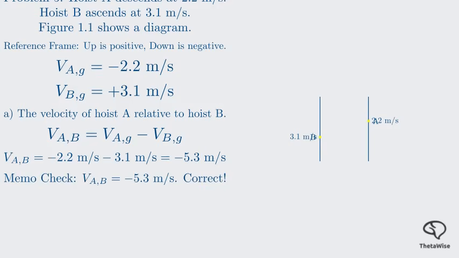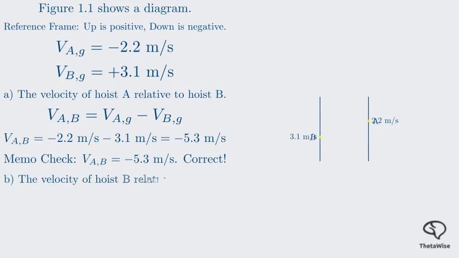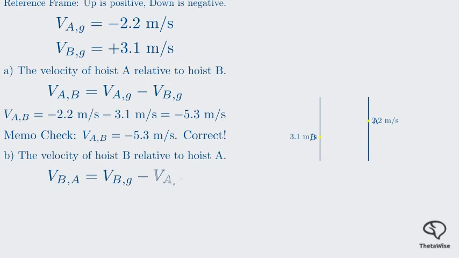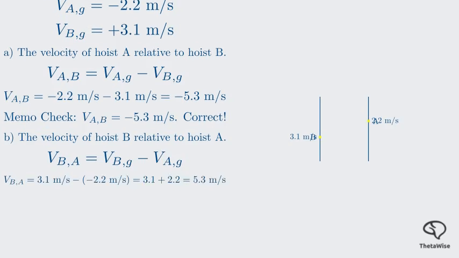The memo confirms our answer. The velocity of hoist A relative to B is negative 5.3 meters per second. Now for part B. Part B asks for the velocity of hoist B relative to hoist A. The formula is V of BA equals V of BG minus V of AG. Plugging in our values, we get V of BA equals 3.1 minus negative 2.2, which becomes 3.1 plus 2.2, giving us positive 5.3 meters per second.